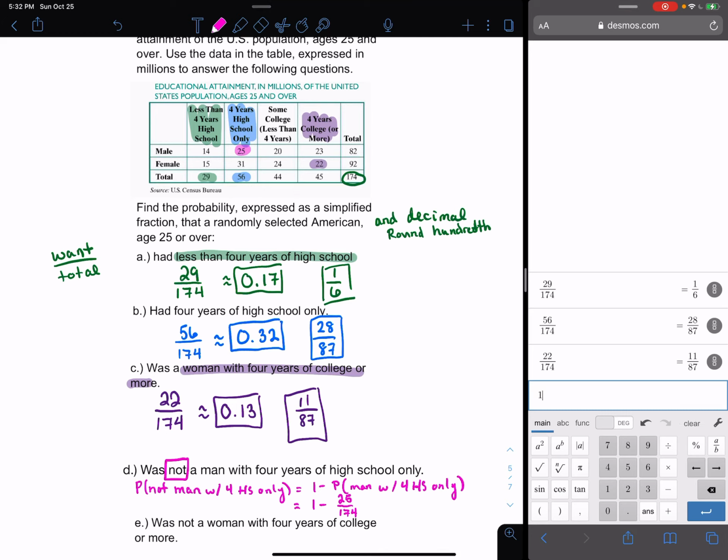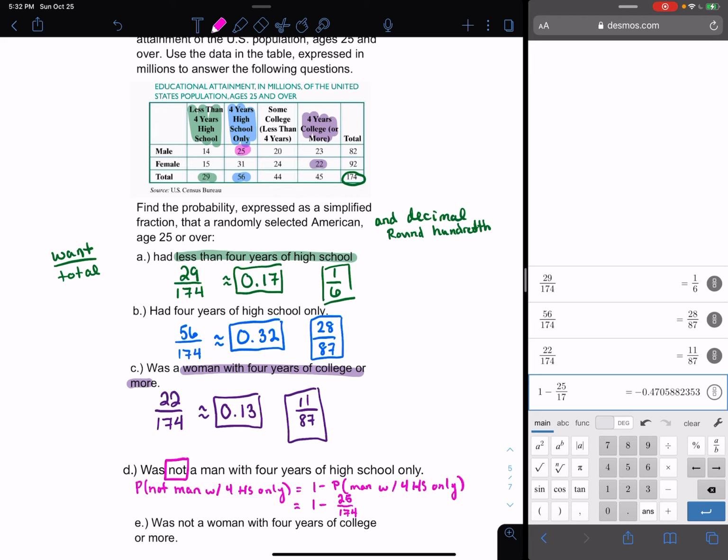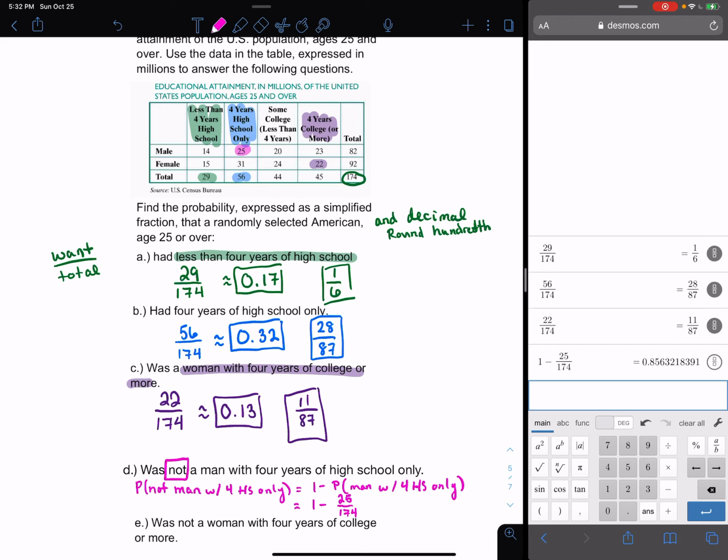So if I do 1 minus 25 over 174, in decimal form, when I round to the nearest hundredth, right now I have 0.856, the 6 tells me to round up, I'd have about 0.86 for my answer in decimal form. I'll click the fraction button. It gives me 149 over 174.